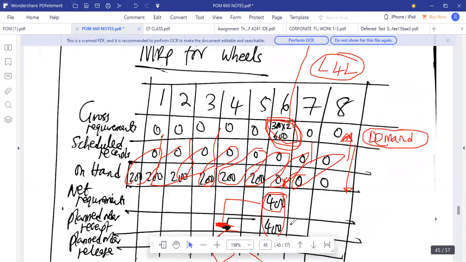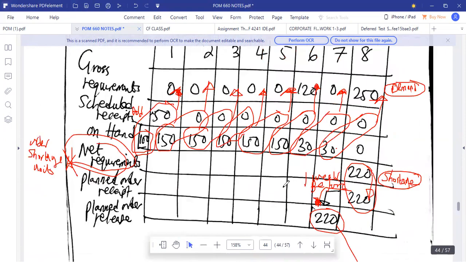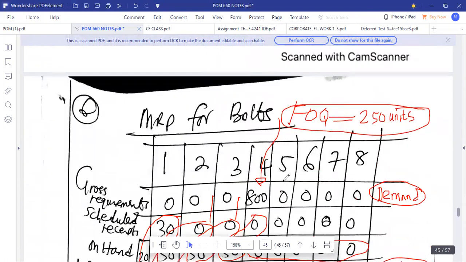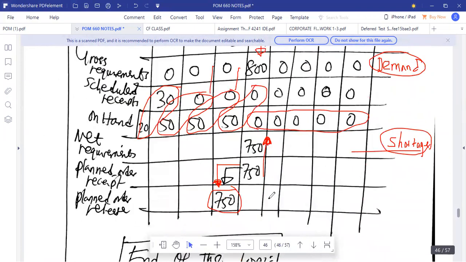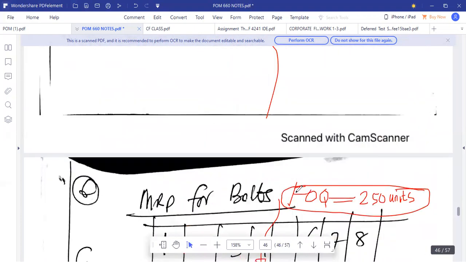We were talking about the components of the bicycle: the frame, the wheels, and the boards. So this is just as important. And the emphasis here is on the 6 components that are involved: the gross requirements, the scheduled receipts, the on-hand, net requirements, the planned order receipt, and the planned order releases. These are just the cardinal points that need to be understood. Once you understand these, then MRP will not be a difficult topic anymore.